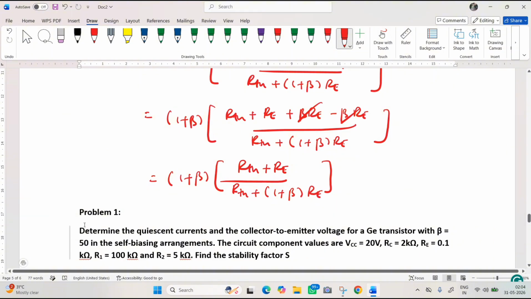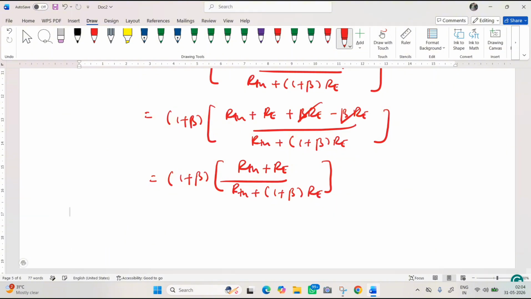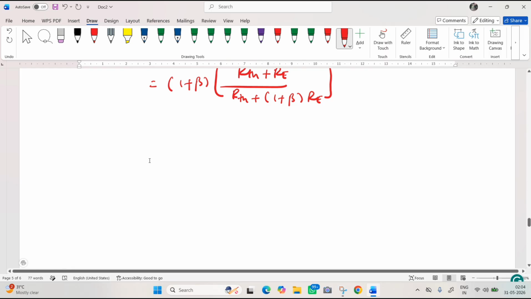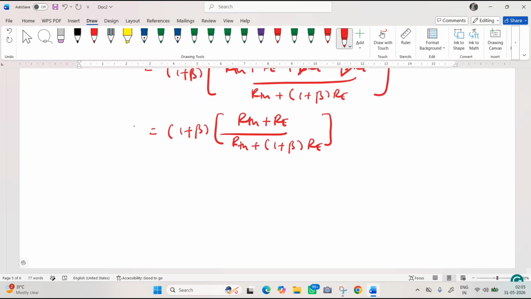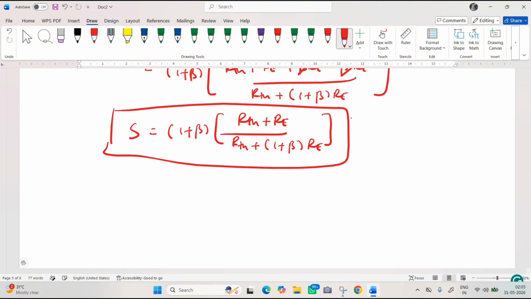So overall, I can conclude the stability factor is this one. This is the stability factor for the voltage divider bias circuit. If you see this stability factor, it is less than 1 plus beta only. So by using this value of RE, we'll get this stability factor even less than 1 plus beta, and it can provide better thermal stability compared to both the biasing techniques, that is compared to fixed bias and collector-to-base bias circuits.